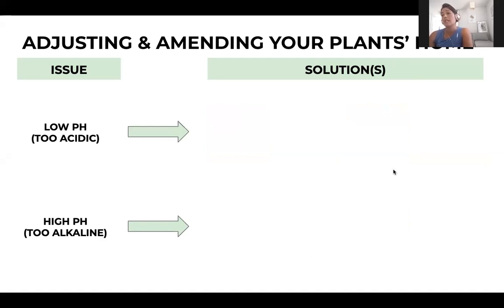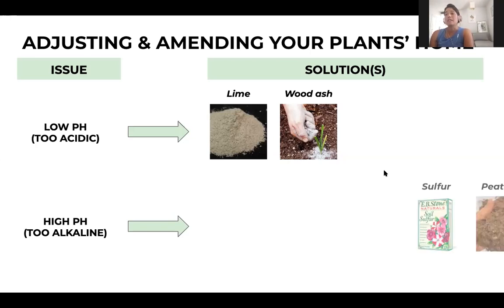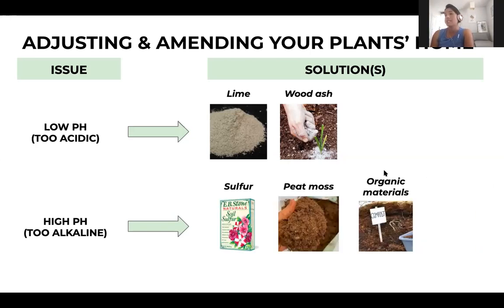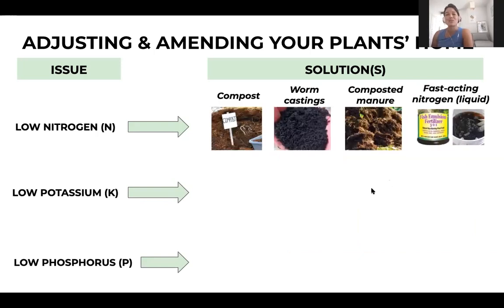Okay, if you find out from your tests that your soil is really low or it's too acidic, these are some of the things you can add. You could add lime, pulverized limestone, or wood ash. And if it's too high or too alkaline, you could add sulfur, again, peat moss, or organic materials like compost. Okay, and then for nitrogen deficiency, again, compost, worm castings, which is another form of compost, composted manure, or even Bloom, which I will talk about later.